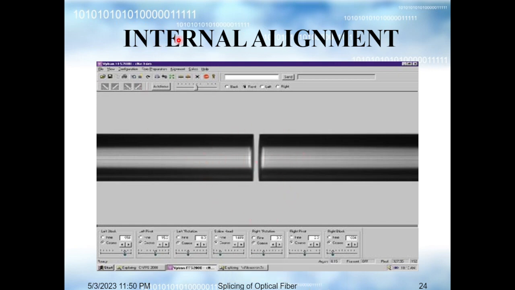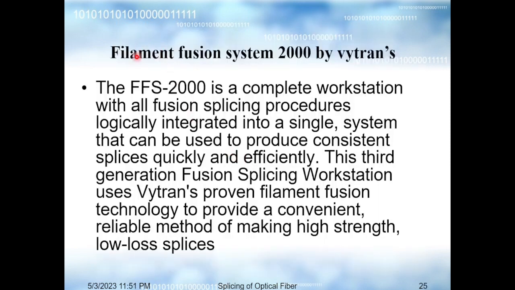And now here you can see a picture of an internal splicing machine on its LCD, or LED, which is showing both cores of the fiber optic cable. It's an internal alignment of both cores. Here the electric arc provides heat and both the ends get welded together and make a single fiber optic cable.